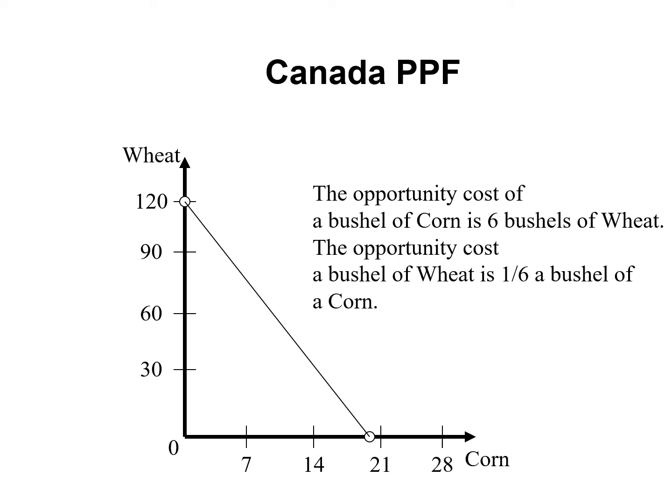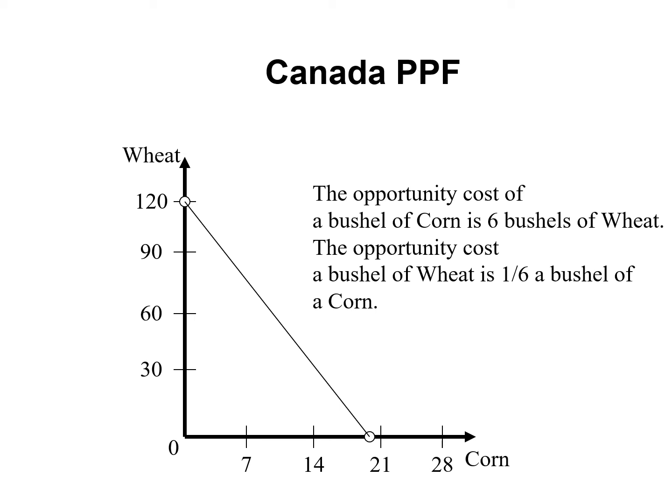The answer for opportunity cost is already provided on the slide. However, it's important for students to be able to independently calculate the opportunity cost of one product in terms of the other product. How do we calculate the opportunity cost of a bushel of wheat in terms of foregone corn? Or how do we calculate the opportunity cost of corn in terms of foregone bushels of wheat? Let's start by calculating the opportunity cost of a bushel of corn.